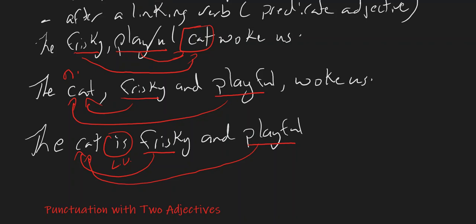So we have three locations for adjectives. They can be either before a noun or pronoun, an example of the frisky, playful cat walkers. They can follow or come after the noun, such as the cat, frisky and playful walkers, or they can come after the linking verb, in the case of the cat is frisky and playful.